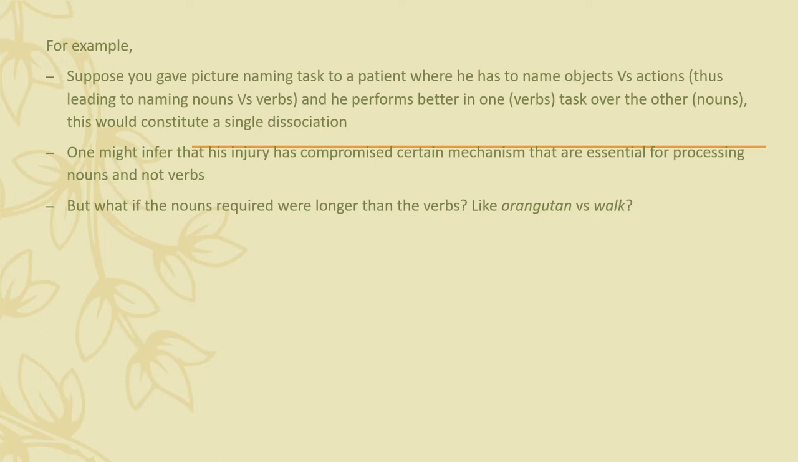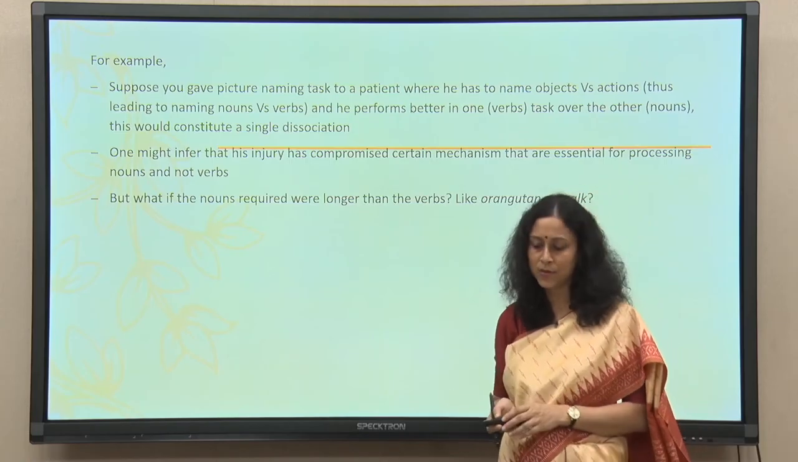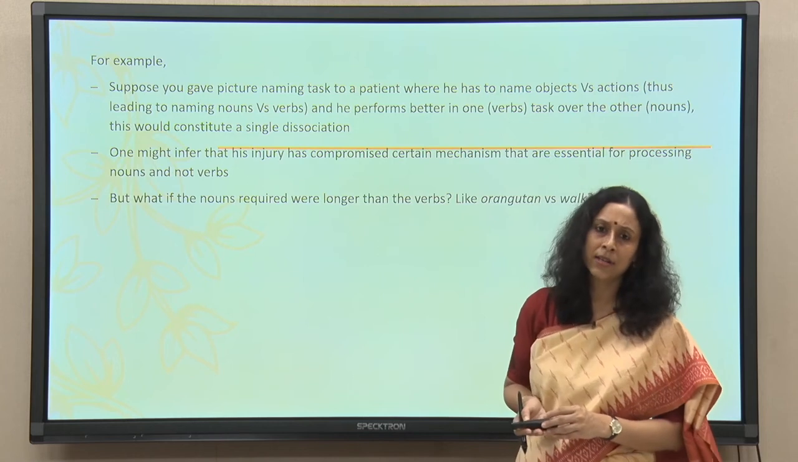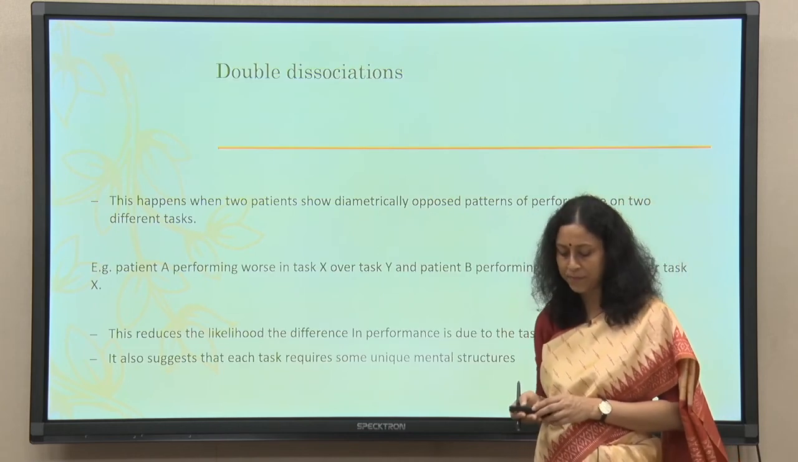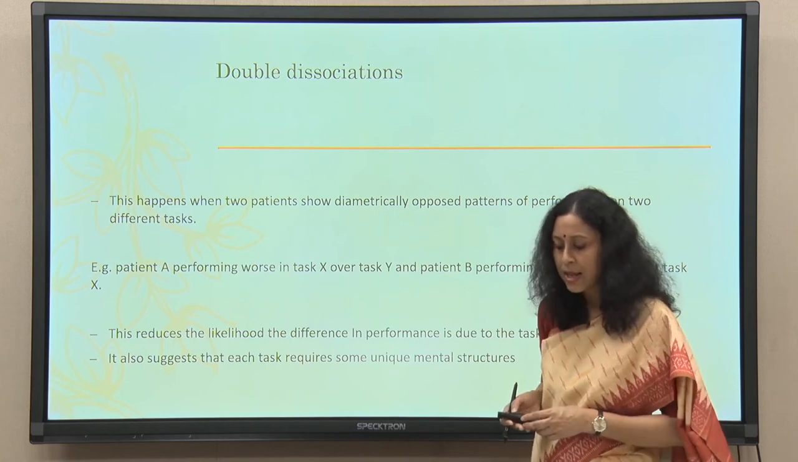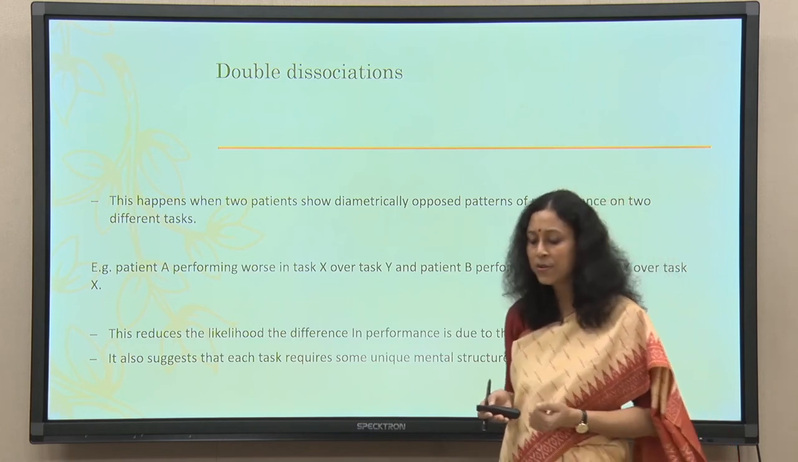But what if the nouns were longer, like orangutan, and the verbs were shorter, like walk, and so on? These are some of the problems, but there are many others that have been pointed out. On the other hand, you have double dissociation.